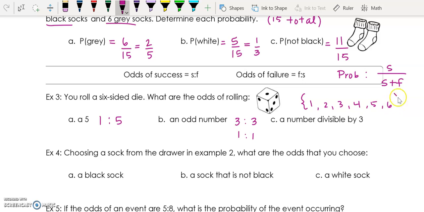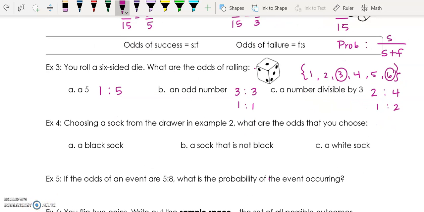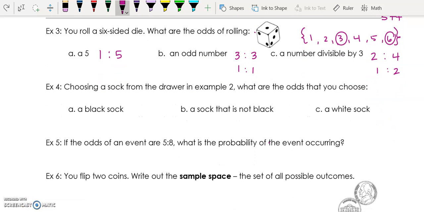6 and 3 are divisible by 3. So there are 2 successful outcomes here, leaving 4 unsuccessful or failure outcomes, and that simplifies to a 1-to-2 ratio. Let's take a look at our sock drawer example.